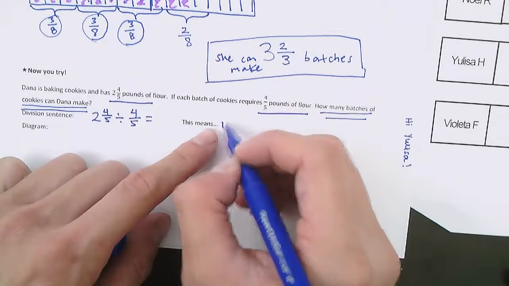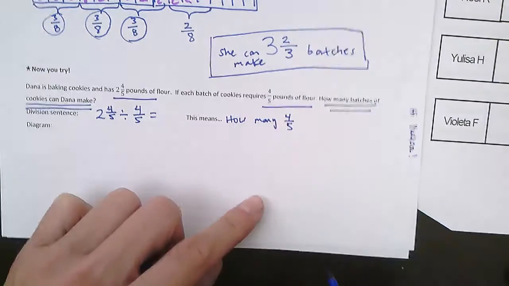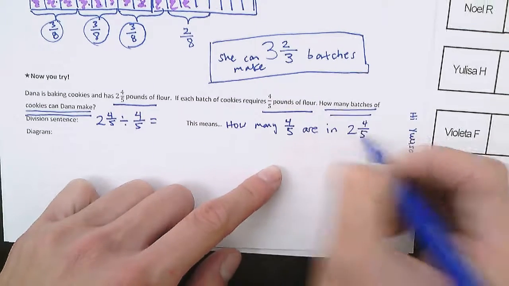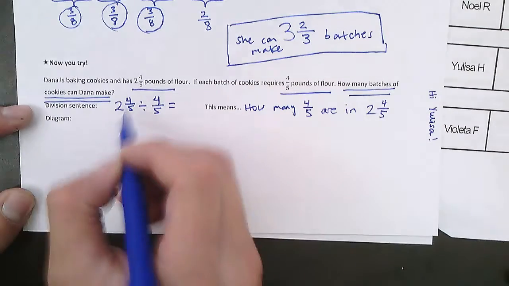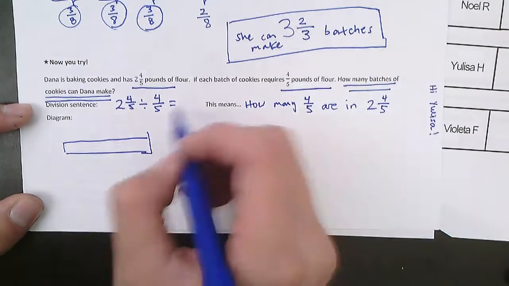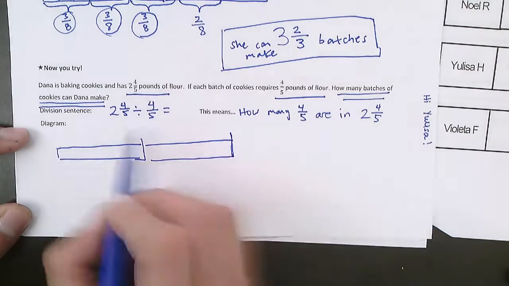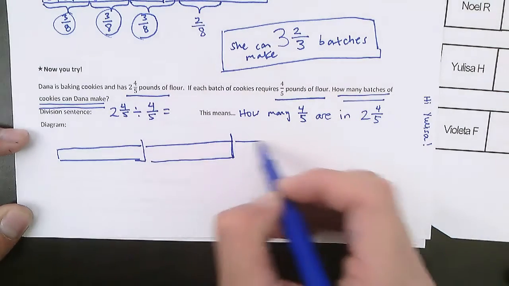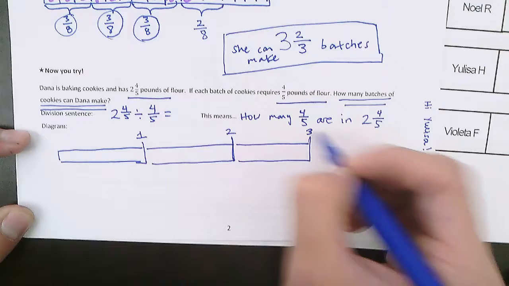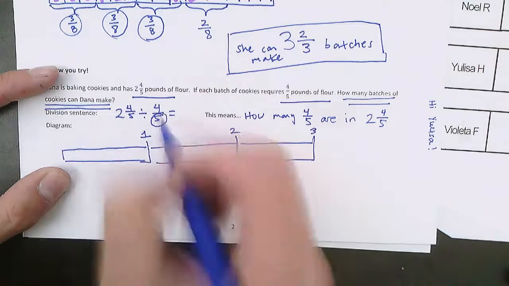This means, how many 4/5 are in 2 4/5? Let's draw a diagram. We need 2 4/5. So here's one whole. Add another whole. And I mean 3 wholes, because 2 4/5 is in between 2 and 3. So here's 1, here's 2, here's 3. And we're dividing it into sections of 4/5, so we know that we need fifths.